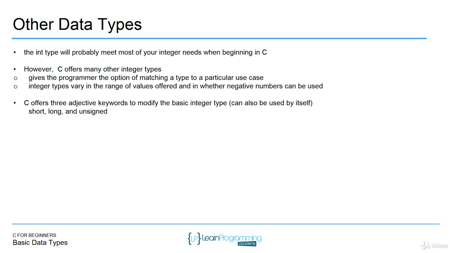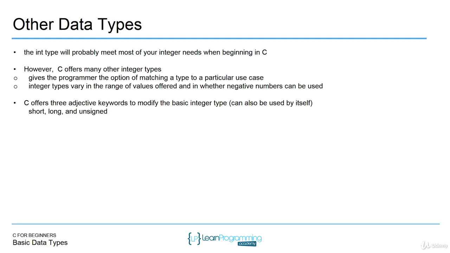Or you can use these keywords by themselves. So for example, you could say short int. That's a data type. And I'm going to tell you what that means. Or long int, or unsigned int, or short double, or long double. These are all additional data types with these three adjectives.